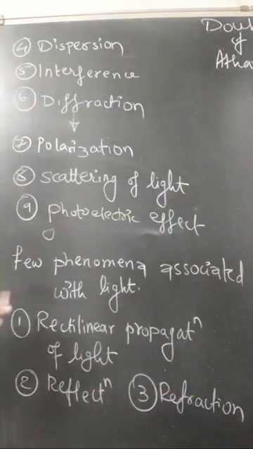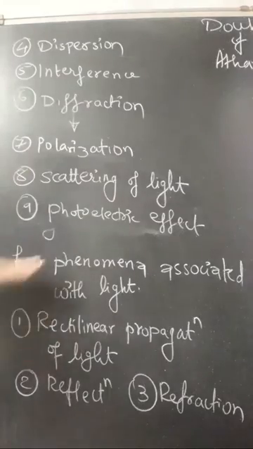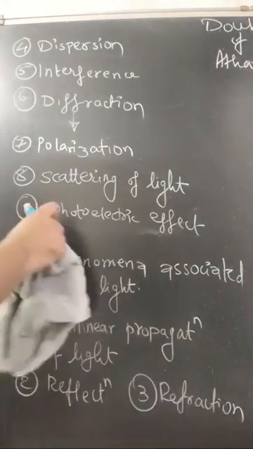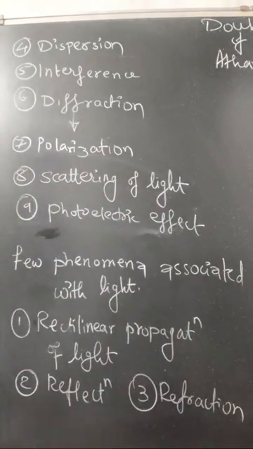And these are few phenomena. There are many more phenomena of light. I have just given you all 9 examples to make you all understand that few of the phenomena can be proved by considering the wave nature of light, and few other phenomena can be proved by considering the particle nature of the light.